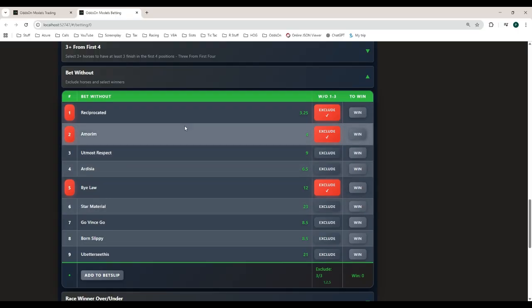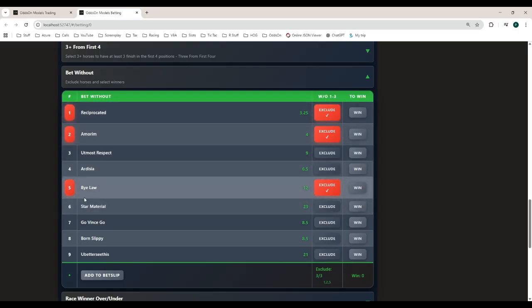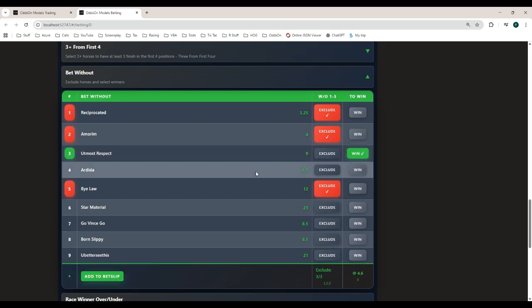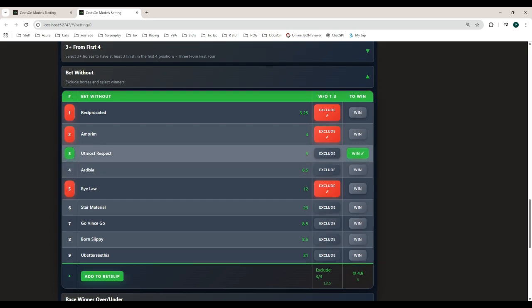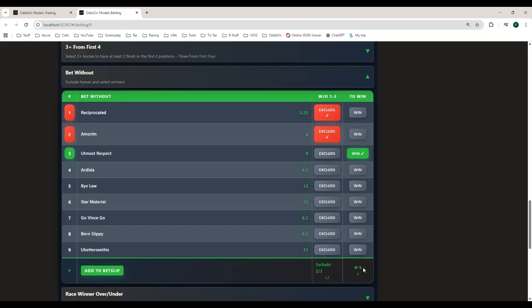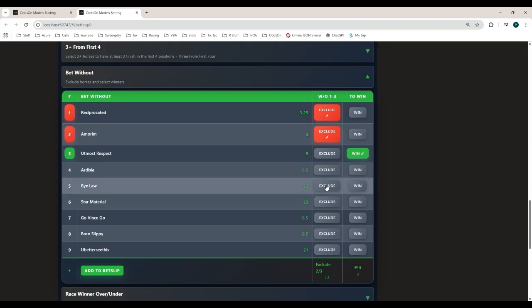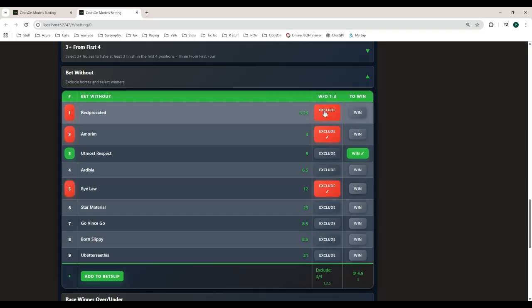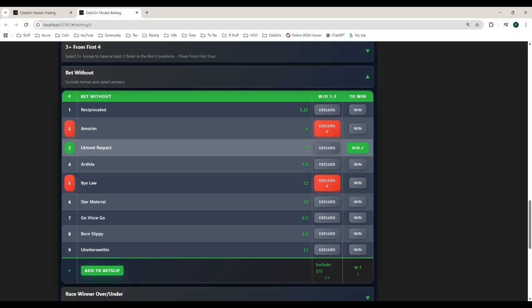So here, for some reason, I've taken out 1, 2, and 5. And I want to bet 3. So 3 that is 9. It's now 4.6 with those 3 removed. If I don't remove that one, instead it goes up a bit to 5, obviously, because that was quite a big price, that one. Whereas if I take this one out, its price goes nearer to what it was.